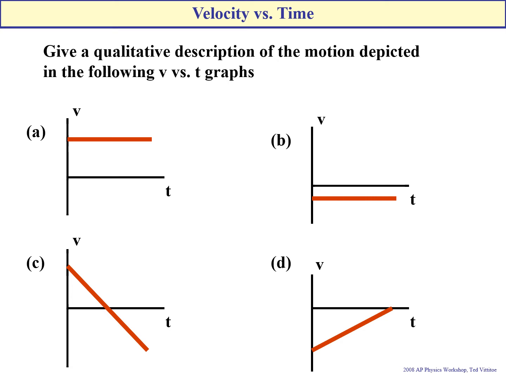So remember that the positive or negative slope for a velocity versus time graph doesn't indicate whether you're speeding up or slowing down. But if you have a positive velocity with a positive acceleration or a negative velocity with a negative acceleration, you're going to speed up. A positive velocity with negative acceleration or a negative velocity with a positive acceleration, you're going to slow down.